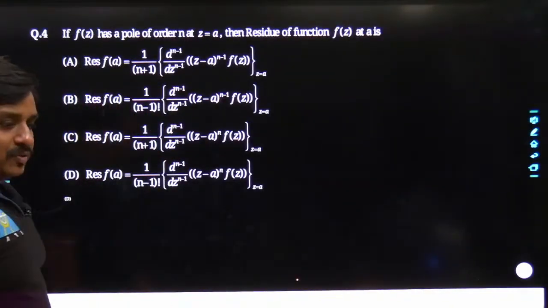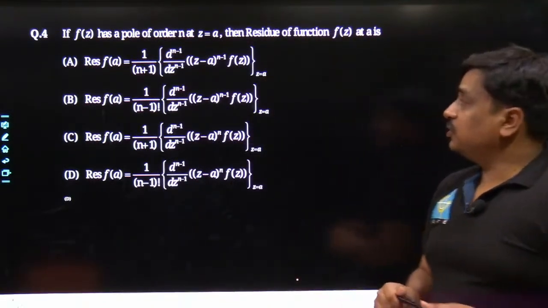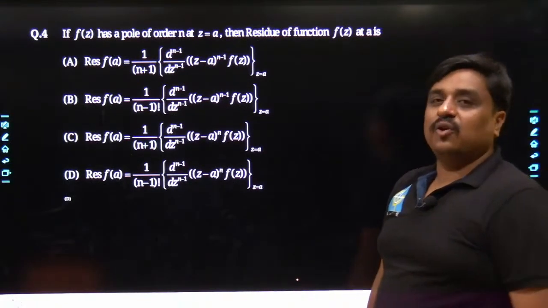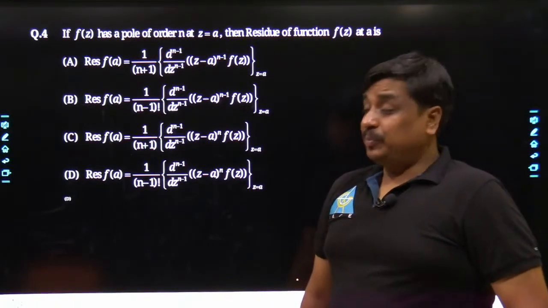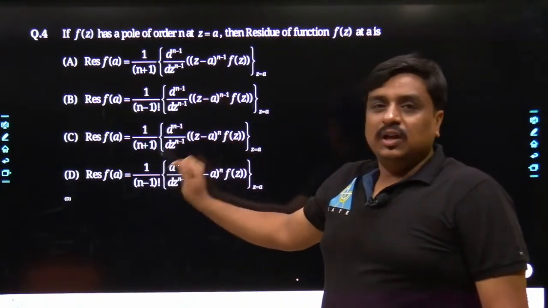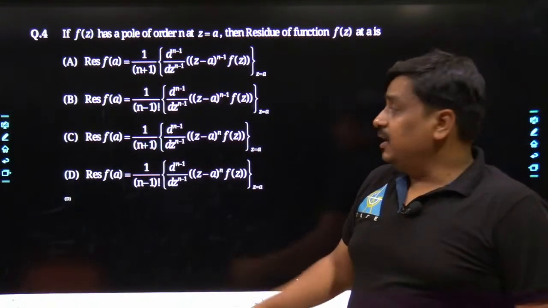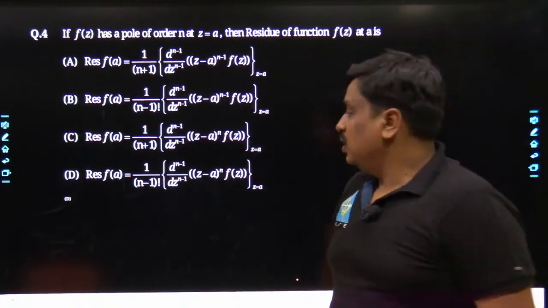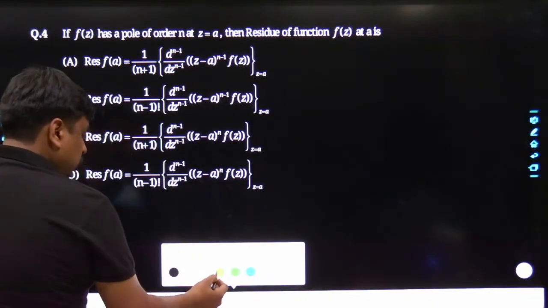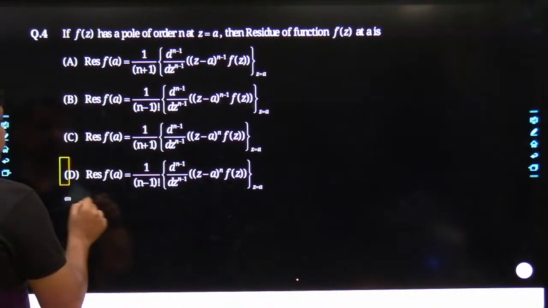Tell me what would be the best answer. I would expect from each of you who have gone through the concept of the complex variable, and specifically Cauchy's closed line integral, that you have seen this important formula, the calculation of the residue at its pole. And here the poles are repeated. Obviously the correct formula is option D.